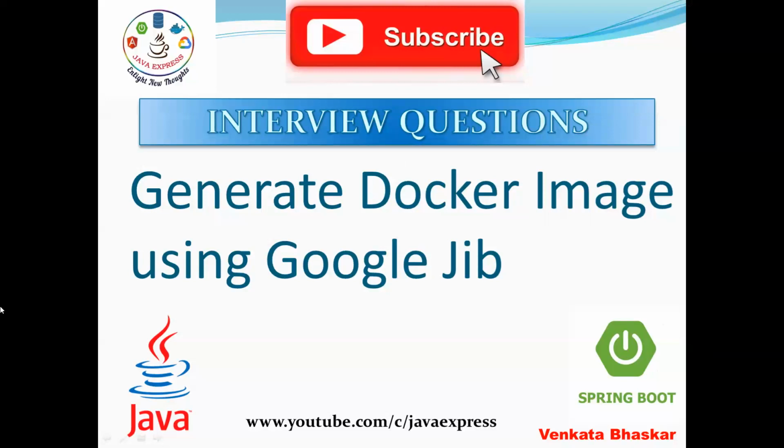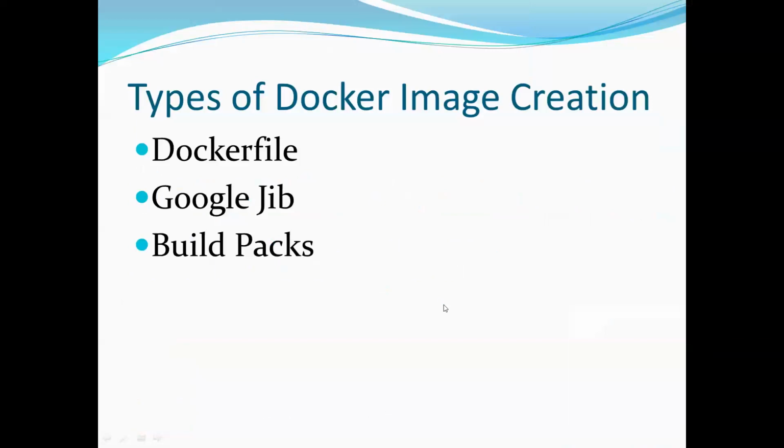To generate a Docker image, we have three possible options. The first one is using a Dockerfile. If you are writing a Dockerfile, you should know the Docker commands or Docker instructions. By using Docker instructions, you can write your Dockerfile. Another approach is either Google Jib or Buildpacks. If you use either approach, you need not write a Dockerfile inside your application. That is the advantage of using Google Jib.